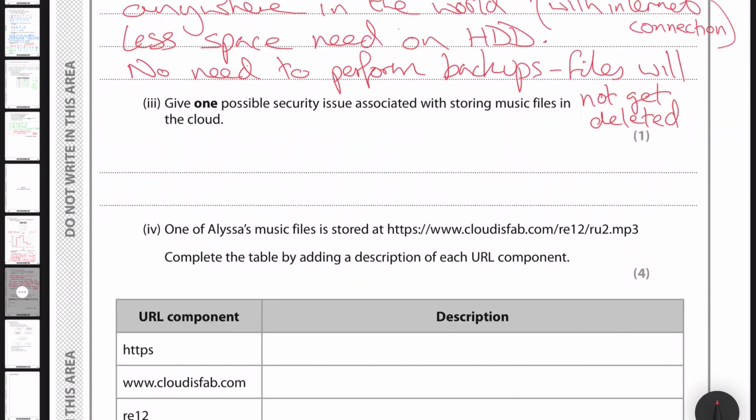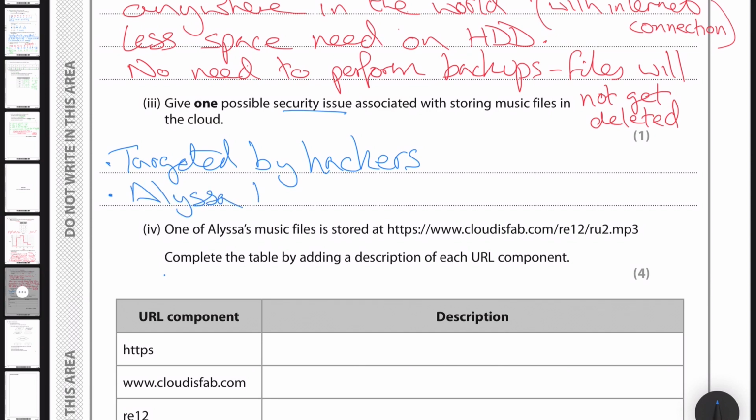Give one possible security issue associated with storing music files in the cloud. Well, what do we know about security and the internet? It could be targeted by hackers, those people who wanted to sort of steal this music. I'm just trying to think of another one. Alyssa has less control over these files. Basically, if she hasn't got access to the internet, she cannot get hold of her files. If she's somewhere where there's no Wi-Fi connection, she can't get hold of her files.